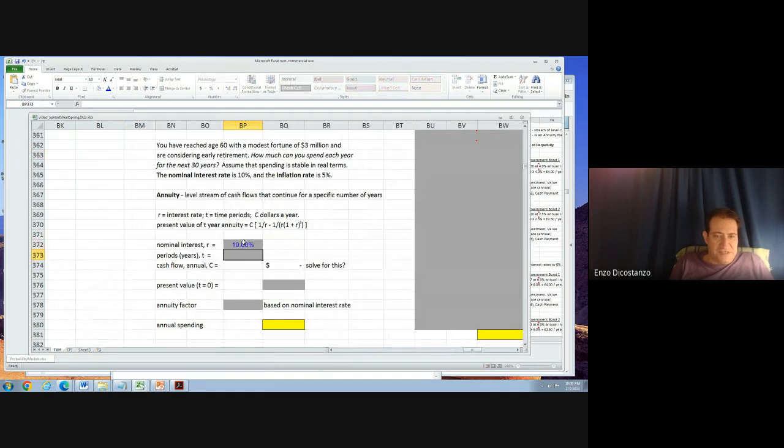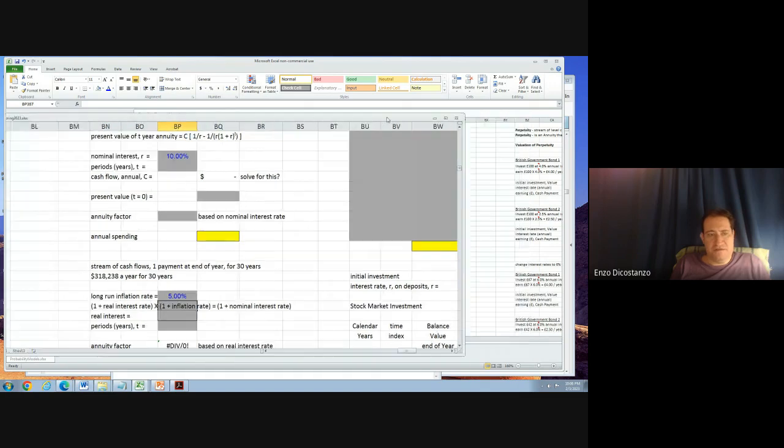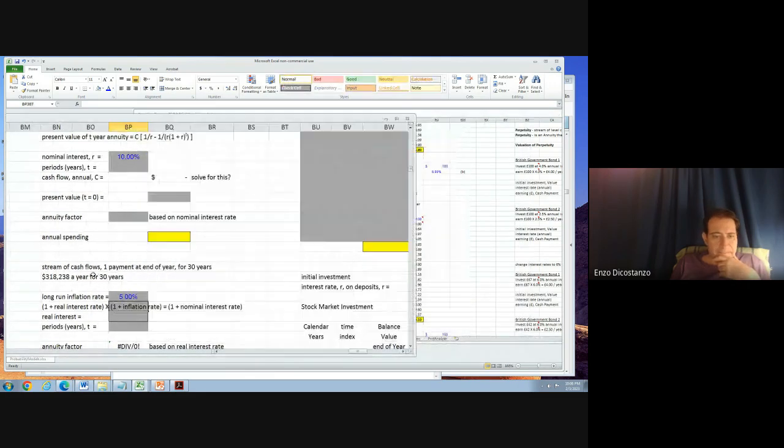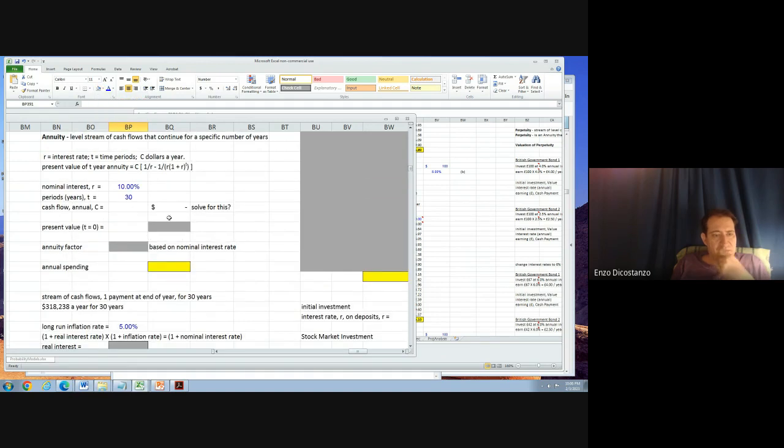The nominal rate is 10%. And we don't have inflation here, but the long run inflation is 5%. And you're looking at 30 years. Okay, so you have all that, and you're going to back out the real rate. Actually, let's get rid of this. We're going to compute this ourselves. It's the 1 over R formula that you saw previously.